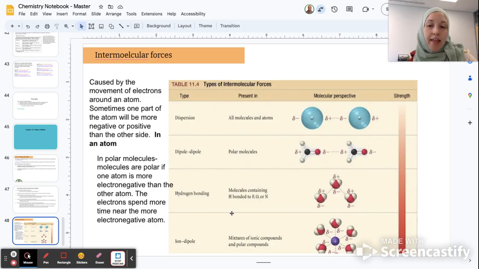And then our highest intermolecular force when it comes to strength is ion-dipole. This is when we have a mix of polar compounds and an ionic compound. Of course, because an ionic compound has a full positive or full negative charge, these are going to have attraction to each other.